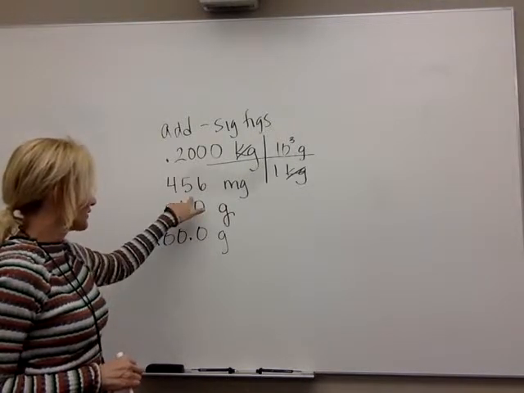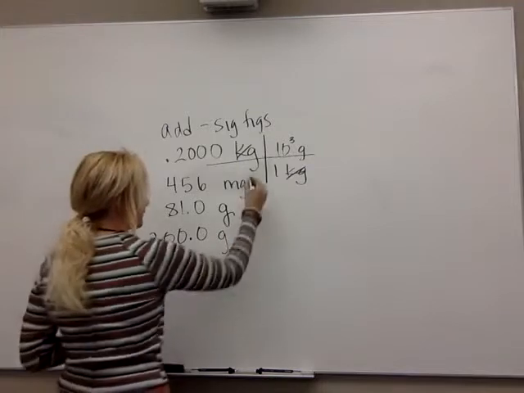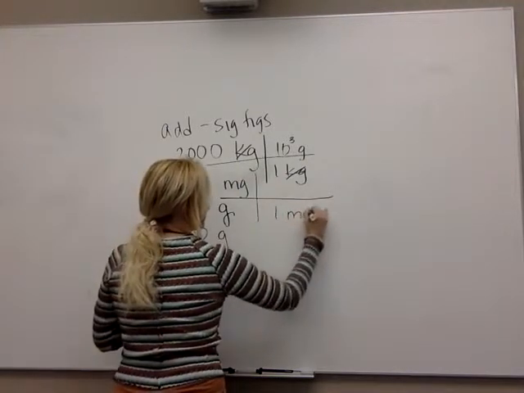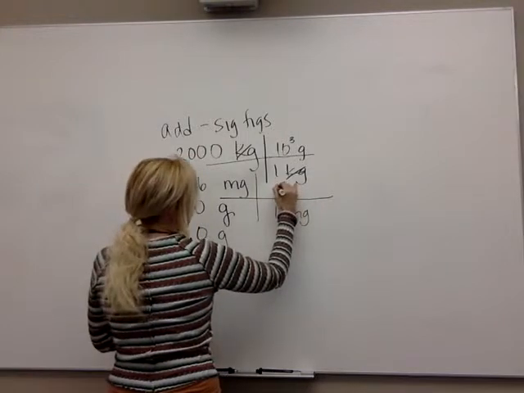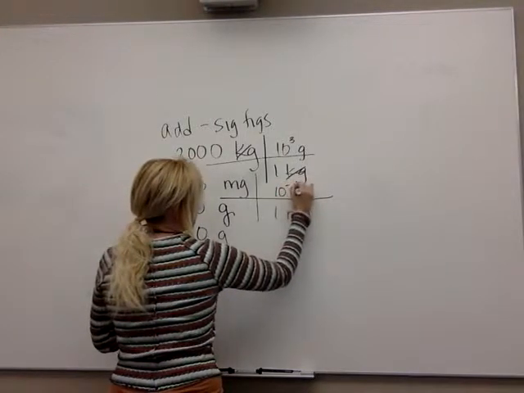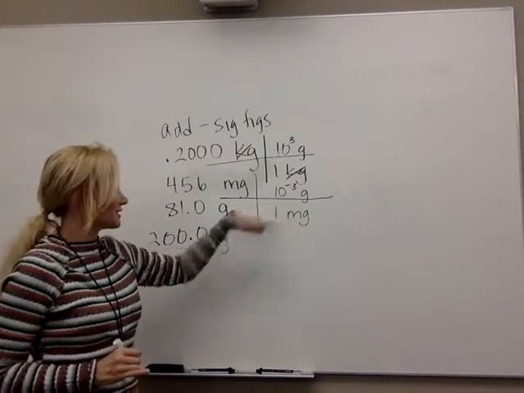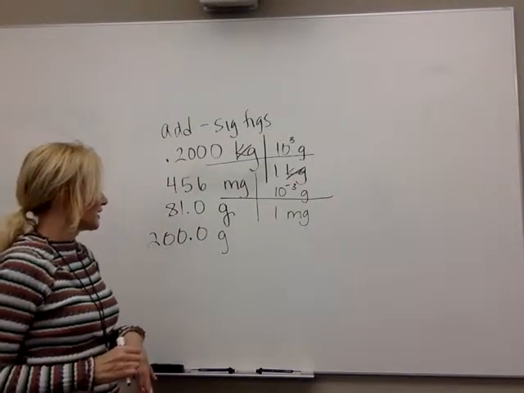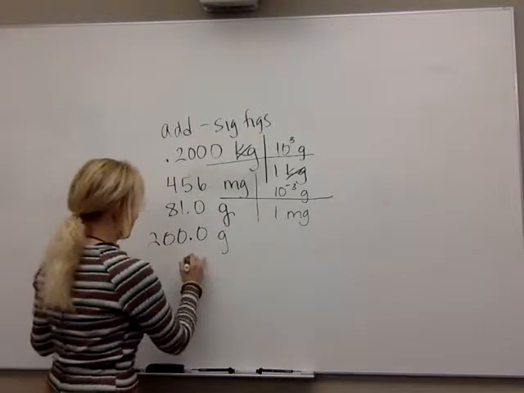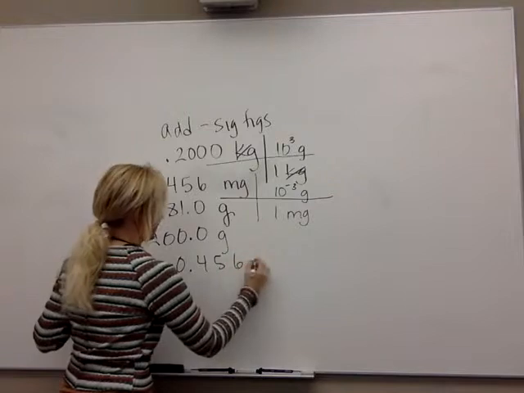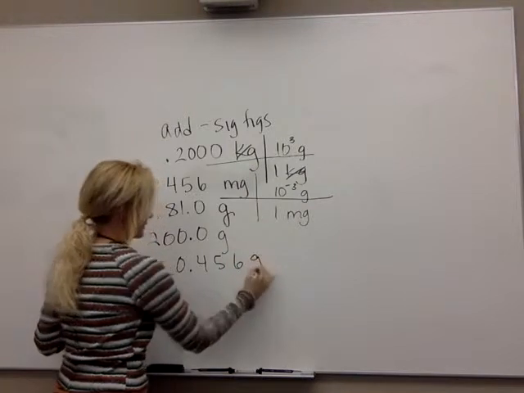The same goes with the milligrams. When you convert these milligrams, and 1 milligram, you put the 1 next to the prefix, 10 to the negative 3 goes with milli. So when you convert these milligrams, I'm just going to write the answer here. You also have to keep the same significant figures.